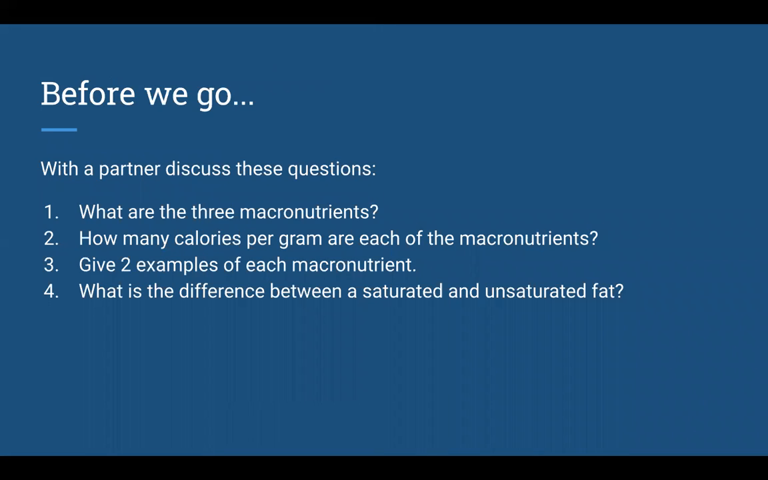Before we go, I want you to turn to your partner and discuss some of these questions. Be ready to share your answers out loud. The first question is, what are the three macronutrients? How many calories per gram are each of the macronutrients? Give 2 examples of each macronutrient. And what is the difference between a saturated and unsaturated fat?